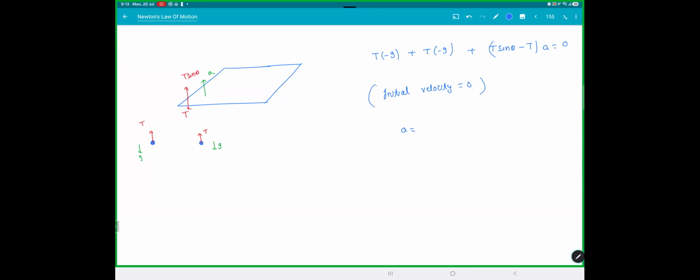So then you end up with A is equal to 2G by 1 minus sine theta, and the minus sign means it's not going up, it is actually coming down. Clear with this? That's your acceleration. So maybe I'll take A down only. The minus indicator is just going down.